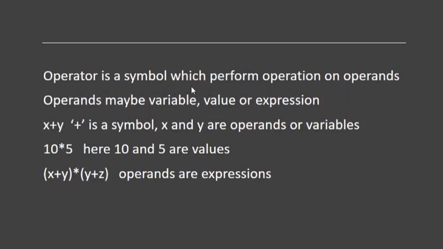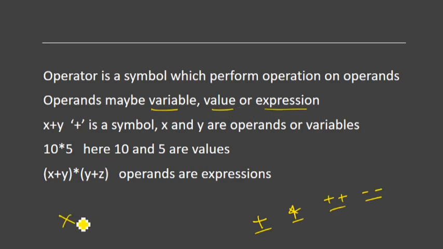An operator is a symbol which performs operations on operands. Operands may be a variable, value, or expression. Plus is a symbol, multiplication is a symbol, minus is a symbol. These are the arithmetic operators. An operator is a symbol which can perform an operation on operands, and operands may be a variable, value, or expression.